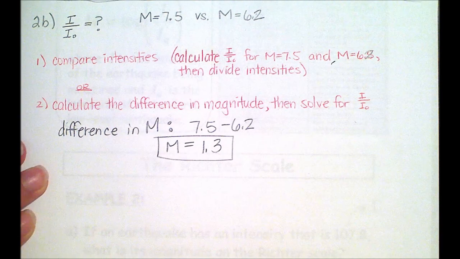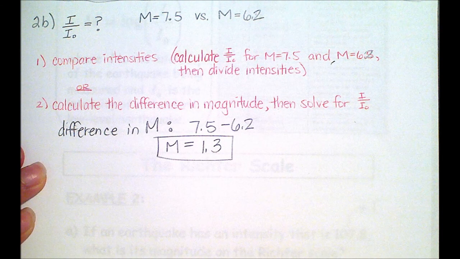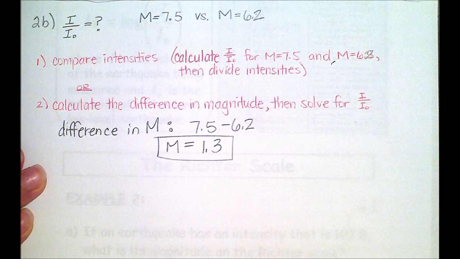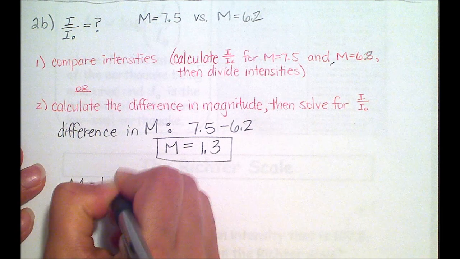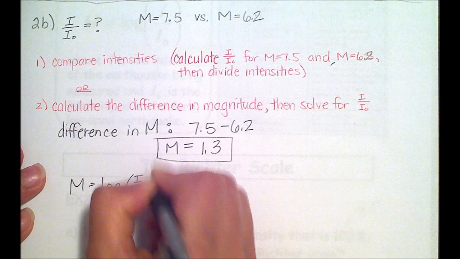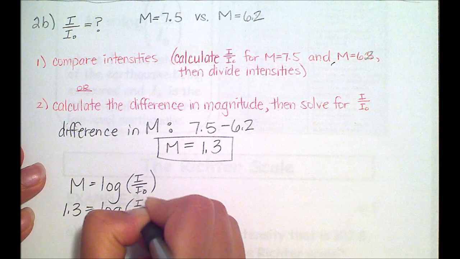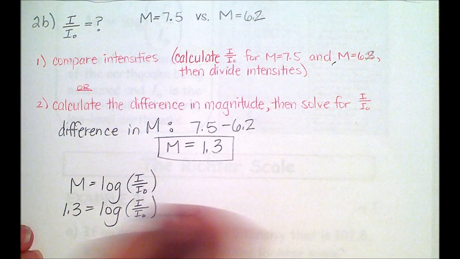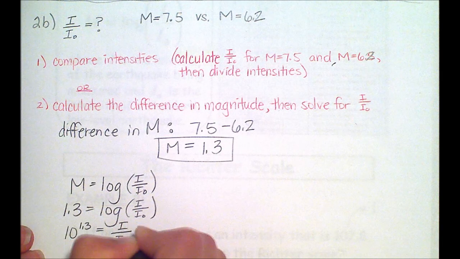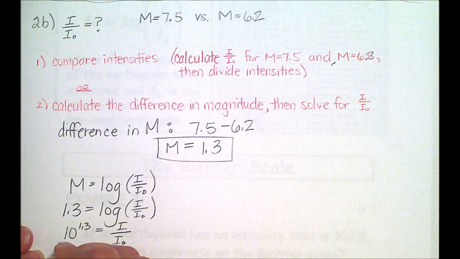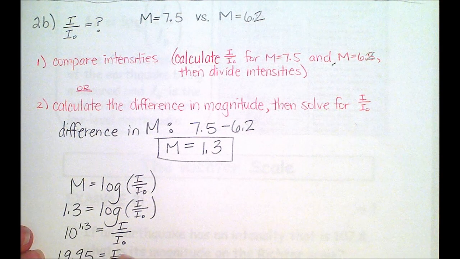So now if I just calculate the intensity, then it'll give me the comparison of the intensities of the two magnitudes on the Richter scale. So I'm going to plug that into the formula. And I get 1.3 equals log of the intensity. And I need to write this in exponential form in order to solve it. So 10 to the exponent 1.3 gives the intensity. And I get about 19.95 as my comparison in terms of the intensities.